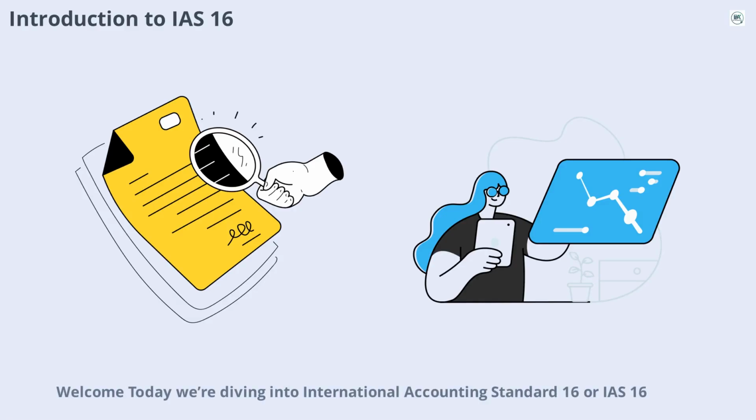Today we're diving into International Accounting Standard 16, or IAS 16, which is a cornerstone in financial reporting for businesses worldwide. The standard sets out the principles for recognizing, measuring, and disclosing property, plant, and equipment, often referred to as PPE. Understanding IAS 16 is crucial for anyone involved in accounting or finance, as it ensures consistency and transparency in how companies report their tangible assets.